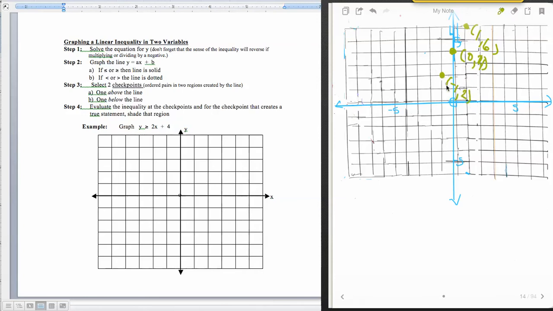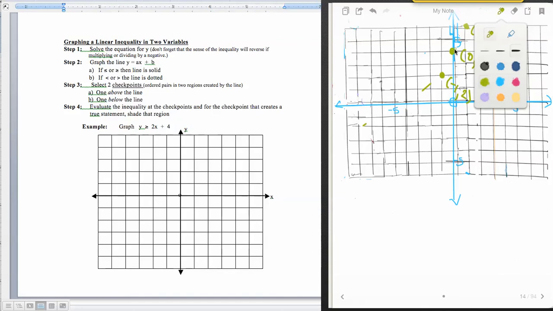And now I'm going to go ahead and draw a line. Now you notice that this inequality is greater than or equal to. So the equality is going to be included in my solution, and I need to make a solid line.